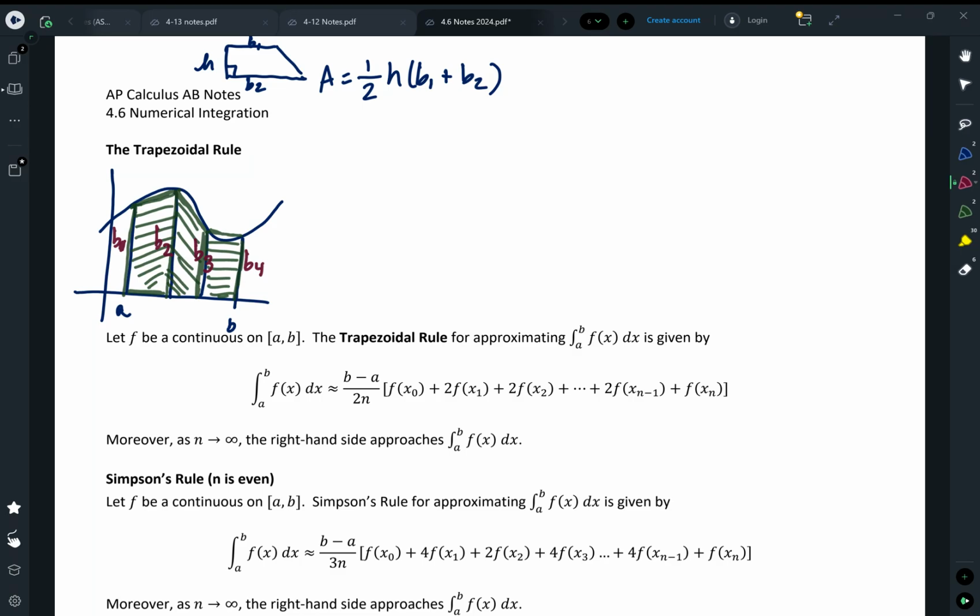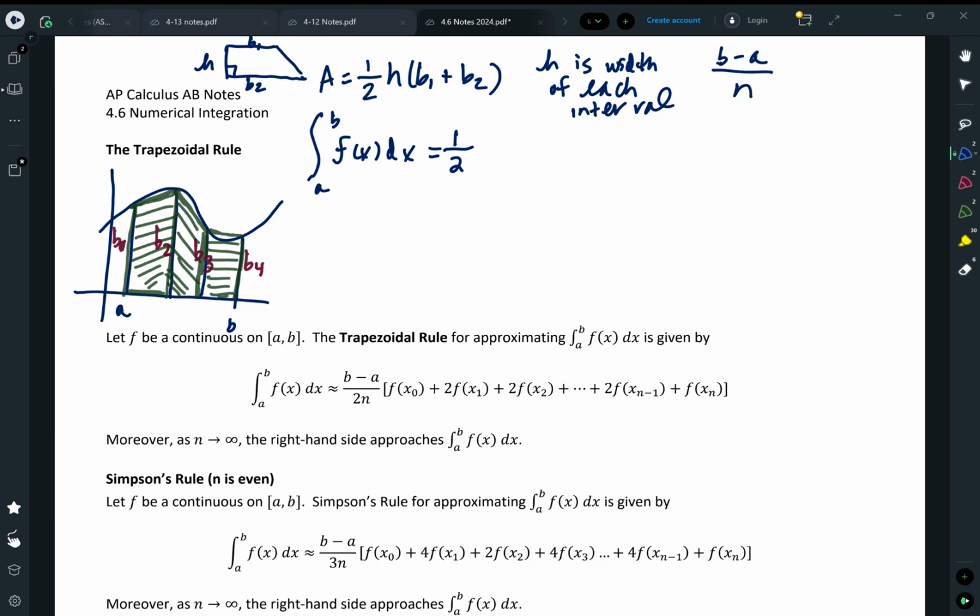We're going to be approximating the area under that curve, so we're really looking at the integral from a to b of f of x dx. When I think about adding these three trapezoids, remember each trapezoid is going to have that 1/2. My height is really the width of each interval. I would figure that out by subtracting b minus a, and then dividing by how many intervals we have. I'm going to make a note down here that we have n intervals.